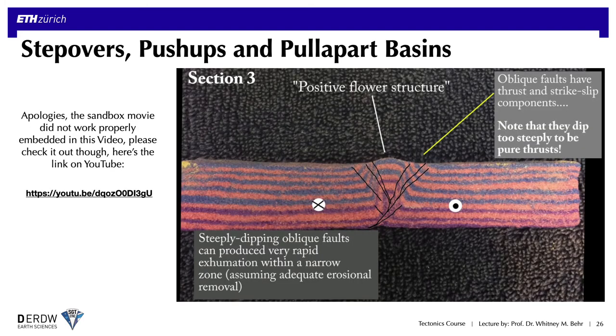Here's another sandbox model movie that I like. It shows the development and evolution of some of these features associated with transpression and transtension along a strike slip fault. And it includes a description of how, once some of these basins and contractional uplift zones form, they can then later be sheared internally as they're dragged along the fault with subsequent strike slip.